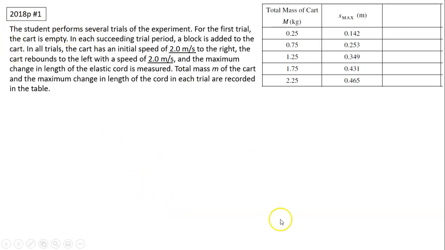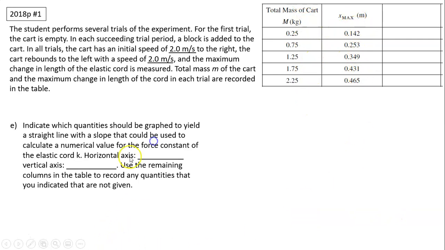Now the student performs several trials of the experiment. For the first trial, the cart is empty. In each succeeding trial, a block is added to the cart. In all trials, the cart has the initial speed of 2 meters per second to the right. The cart rebounds to the left with a speed of 2 meters per second, and the maximum change in length of the elastic cord is measured. Total mass m of the cart and the maximum change in length of the cord for each trial are recorded in the table. So basically, you're changing the mass and you record elongation.